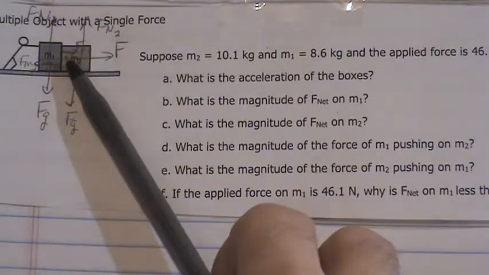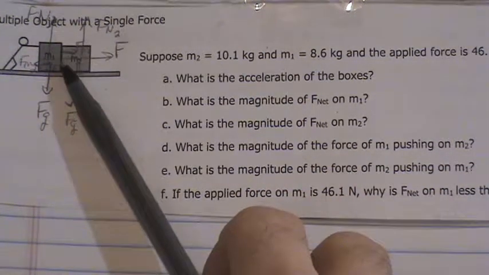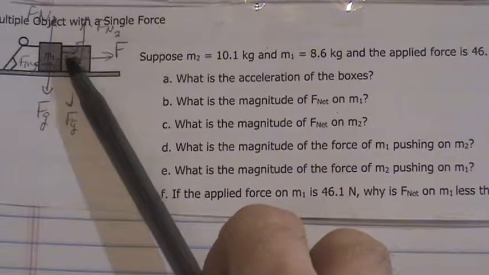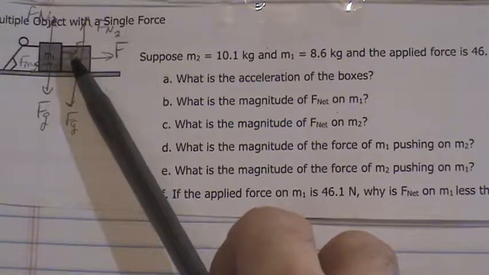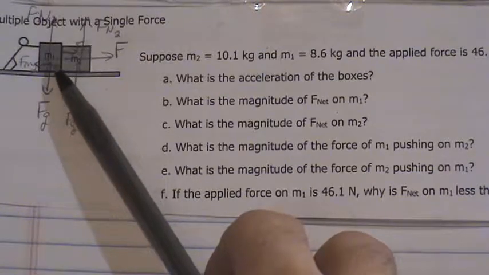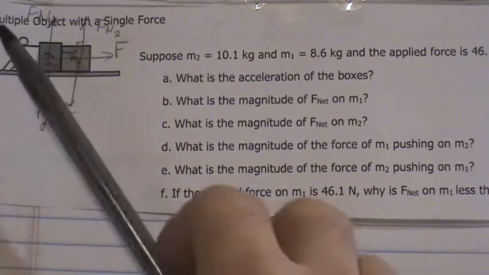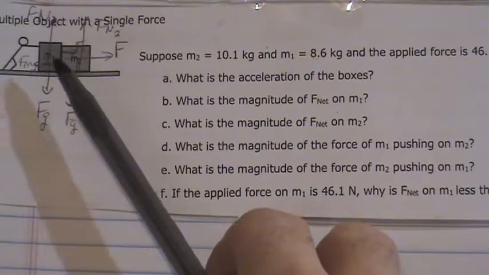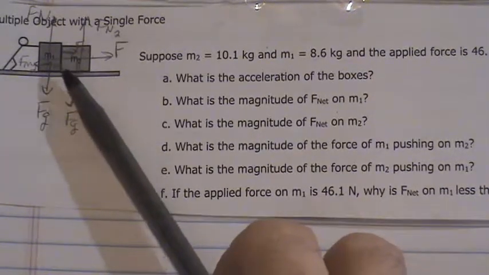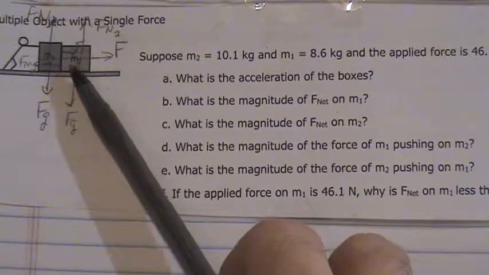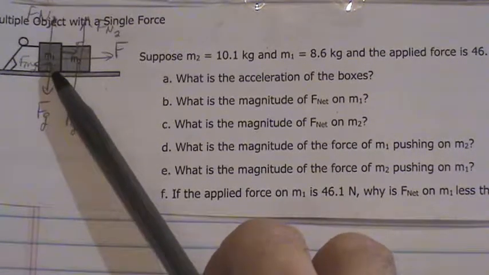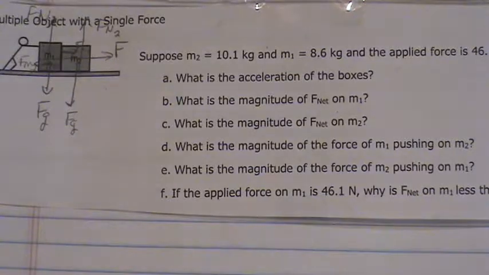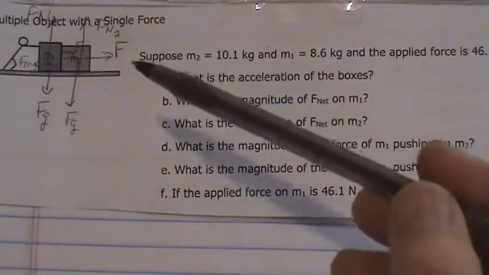But going back to this force pair again, this force and this force are equal and opposite. The force that M1 pushes on M2 with and the force that M2 pushes back with are equal and opposite, but they do not cancel, because they are on different objects. M1 is pushing on M2, M2 is pushing on M1. So even though those forces are equal and opposite, they are on different objects. They do not cancel. They're going to be part of our equations we'll use here in a few moments.